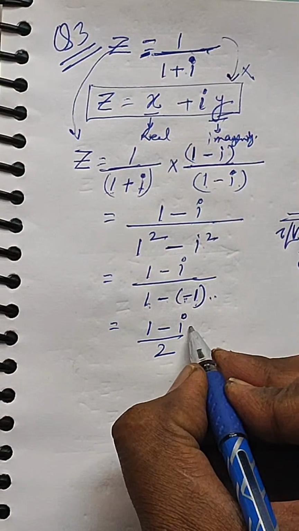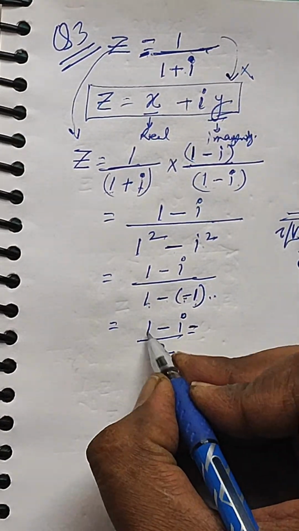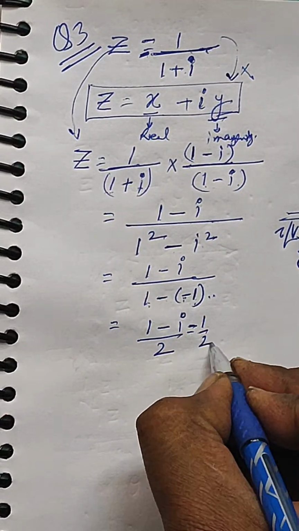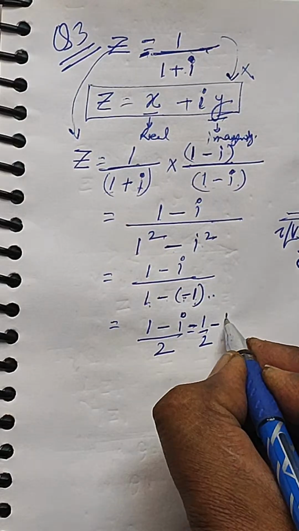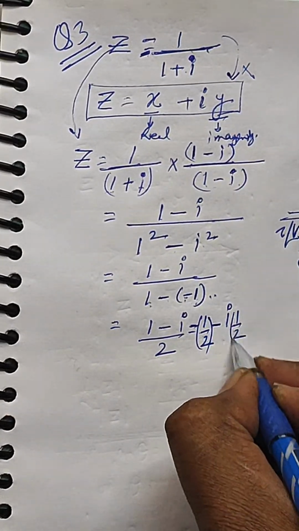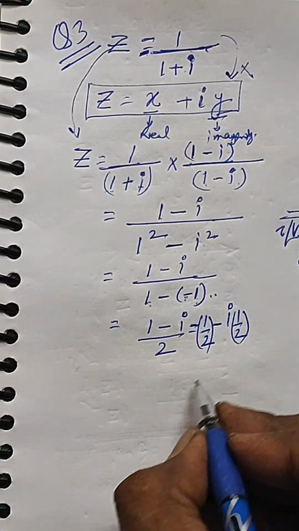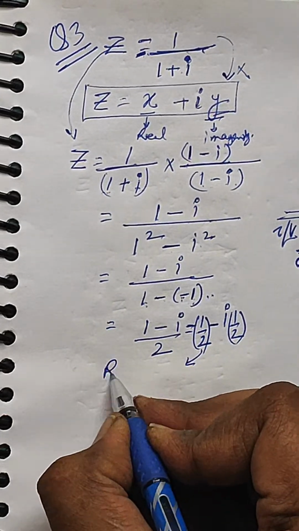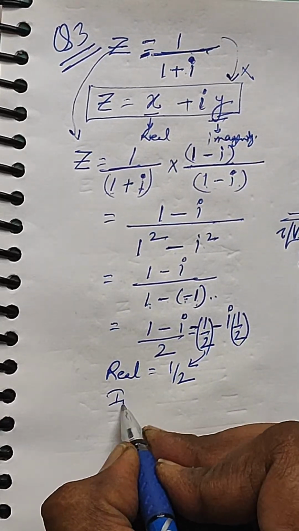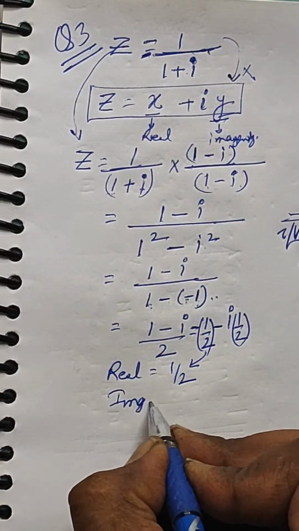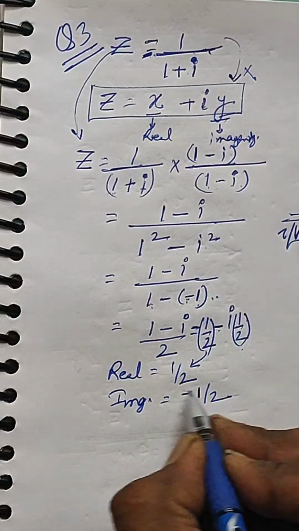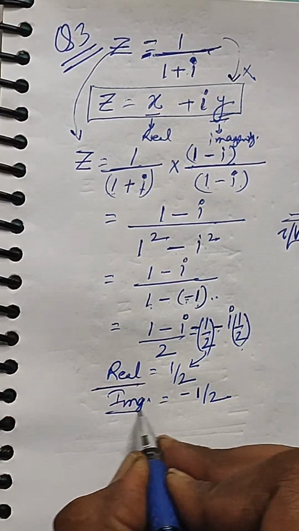And if you divide 2 separately into the real and imaginary part, it will be like this: 1 by 2 minus i times 1 by 2. So here the real part is 1 by 2 and the imaginary part is minus 1 by 2, right? So we got our real and imaginary part.